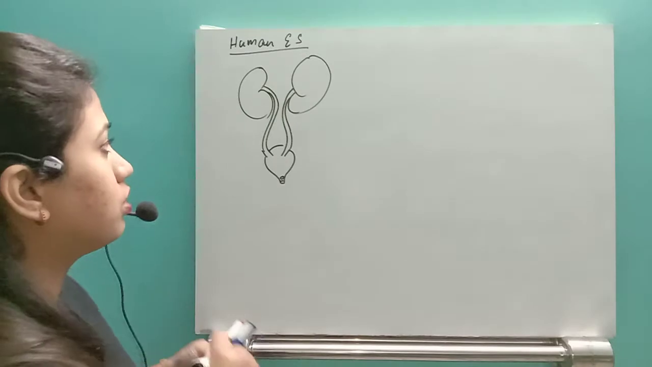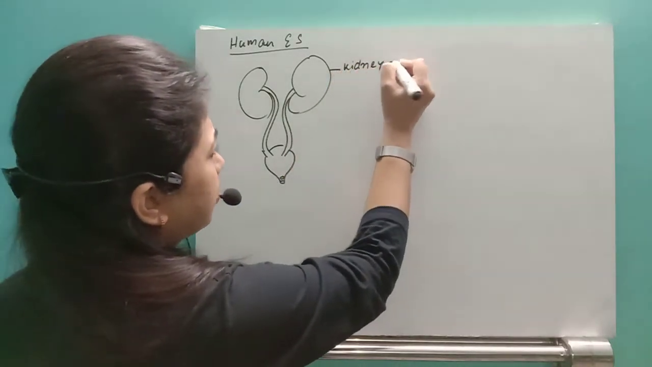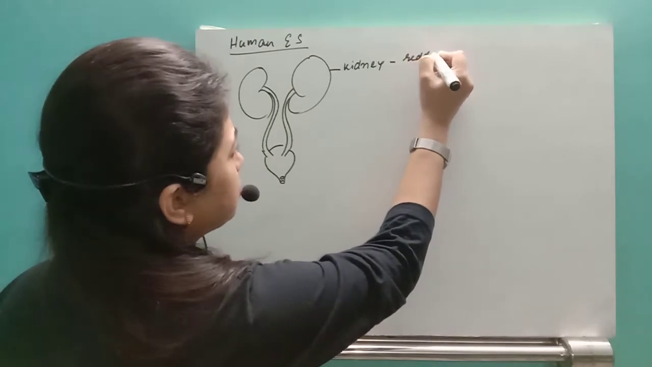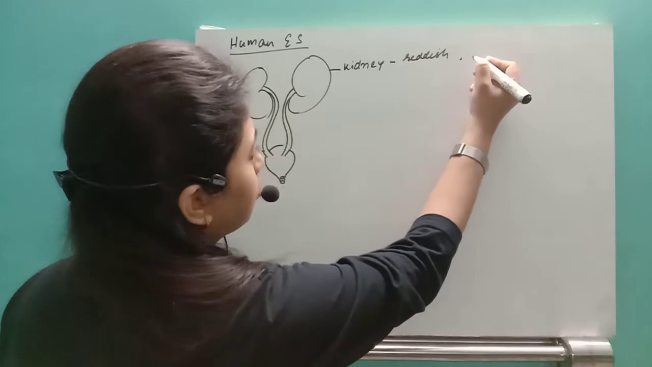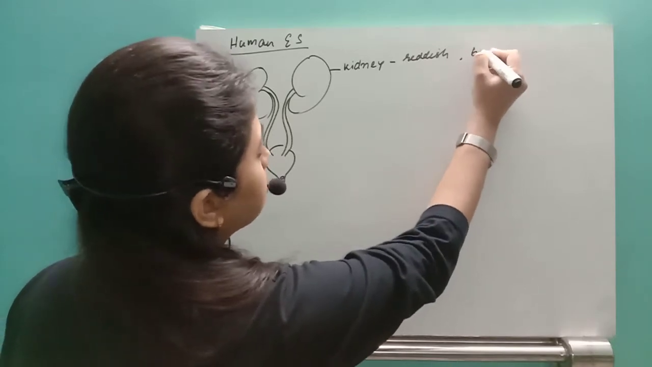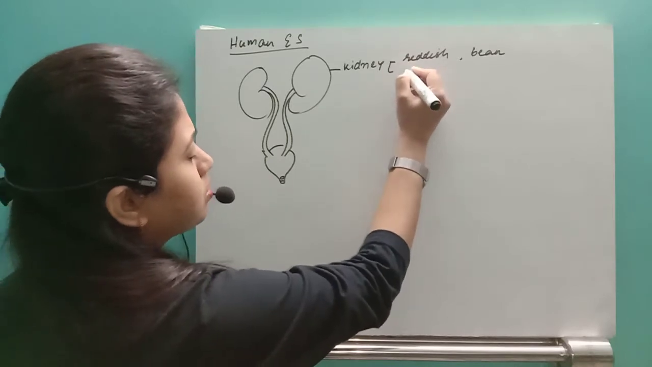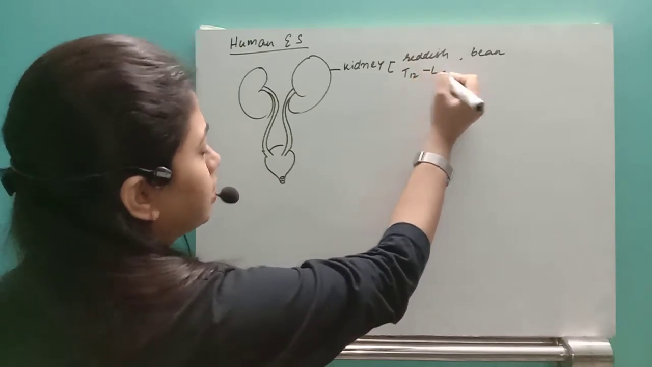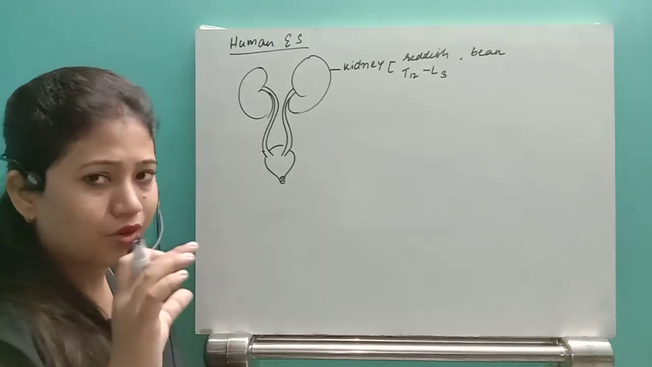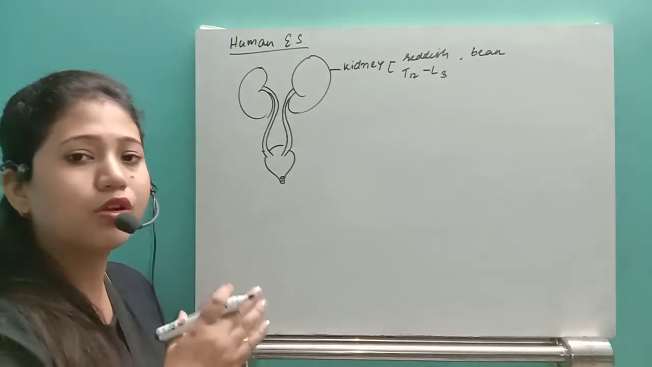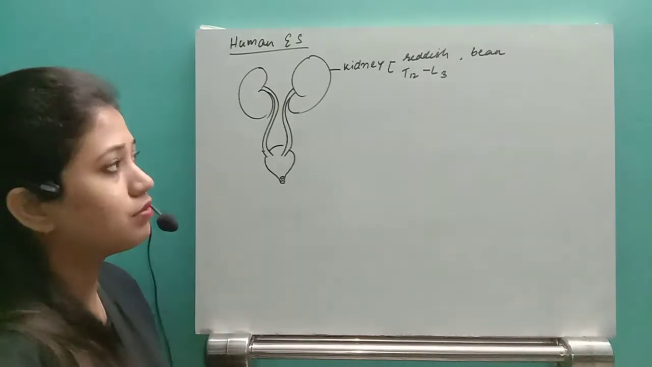So first of all, the kidney. The kidney is reddish or pinkish in color, reddish brown also you can see. It is a bean shaped structure. It is present between T12 and L3. That means we have the thoracic vertebrae and the lumbar vertebrae, so from the 12th thoracic vertebra up to the 3rd lumbar vertebra is where we have the kidneys.